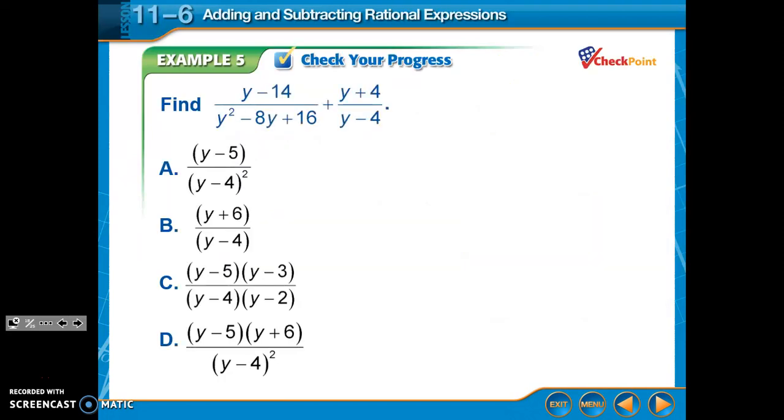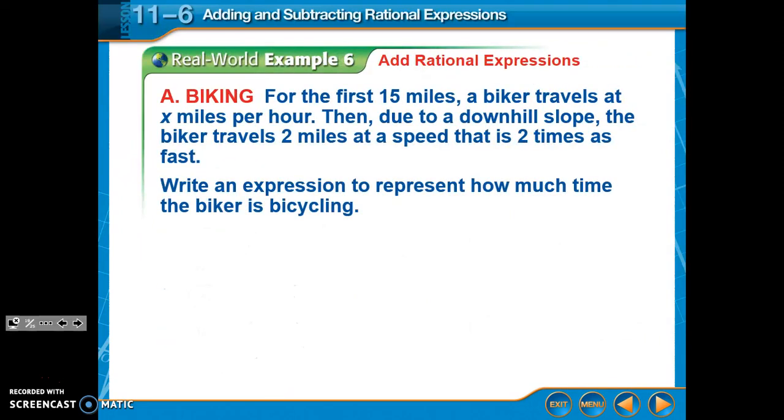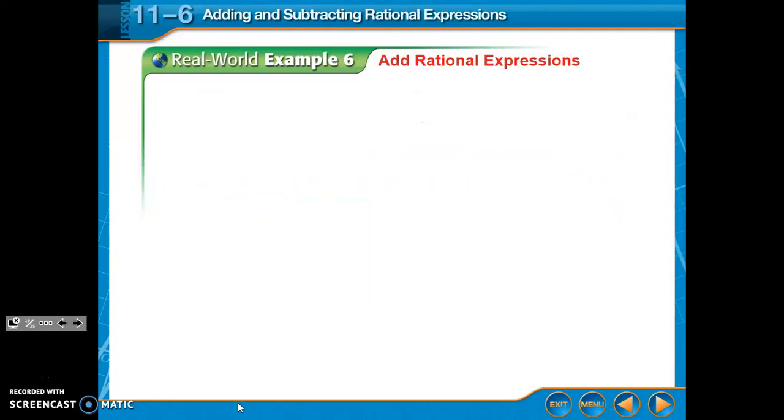So you guys do this one. Okay, example 6. For the first 15 miles, a biker travels at x miles per hour. Then, due to downhill slope, the biker travels 2 miles at a speed that is 2 times as fast. Write an expression to represent how much time the biker is biking.